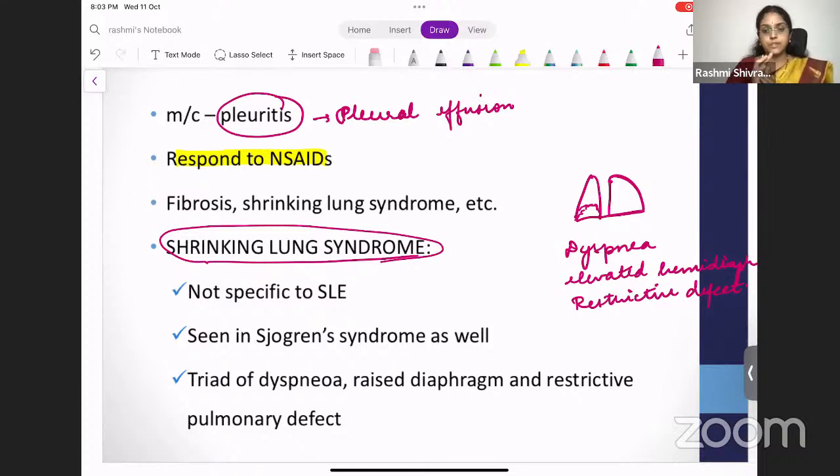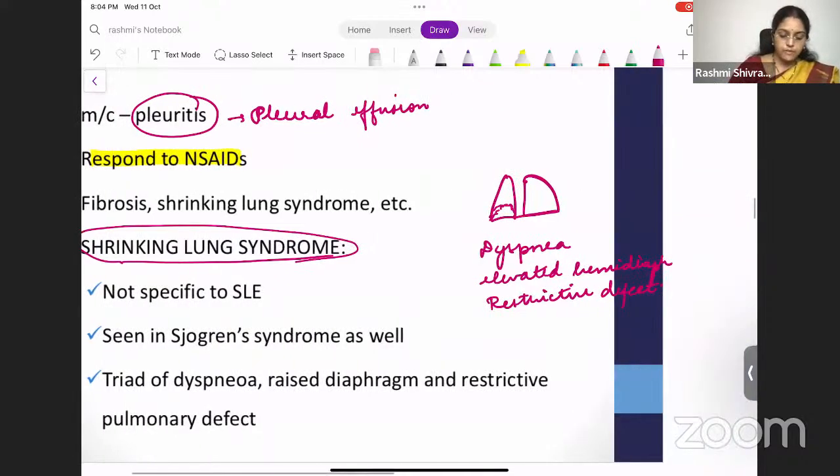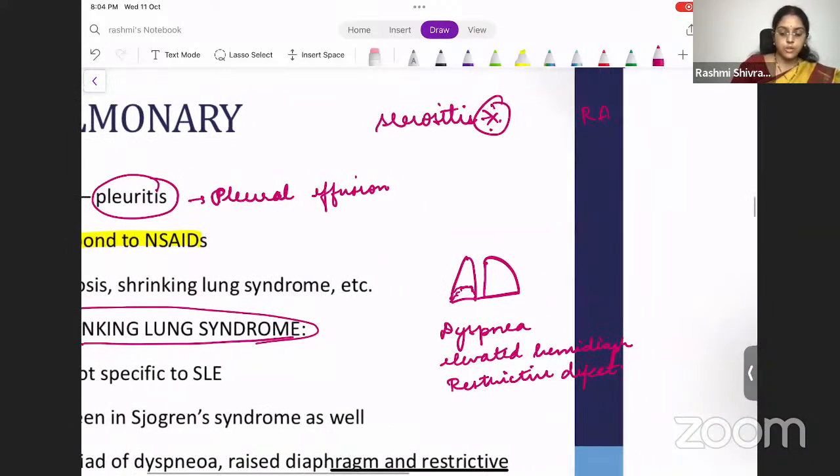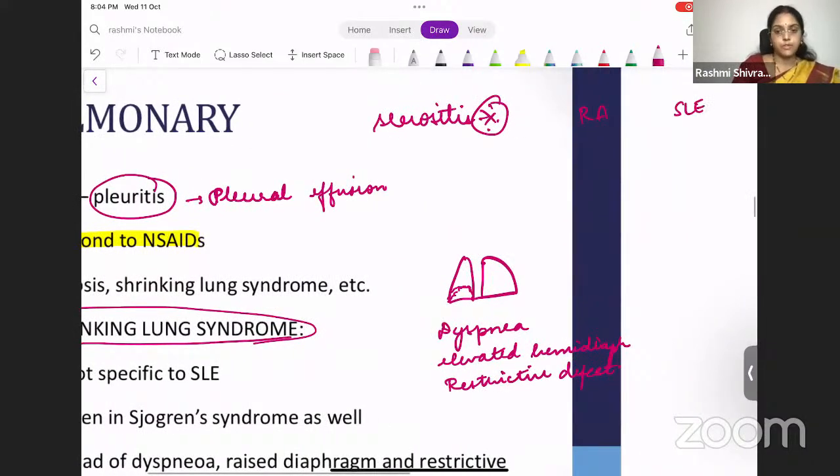Okay, this is not specific for SLE, but you have a triad of dyspnea, elevated hemidiaphragm, and restrictive defect on the pulmonary function test. So this is very, very important. You need to remember, but the most common pulmonary manifestation is definitely not shrinking lung syndrome, but it is pleuritis. It is pleuritis followed by pleural effusion. Okay? So pleural effusion we have already seen in rheumatoid arthritis also, as well as SLE also, the patient can have pleural effusion.